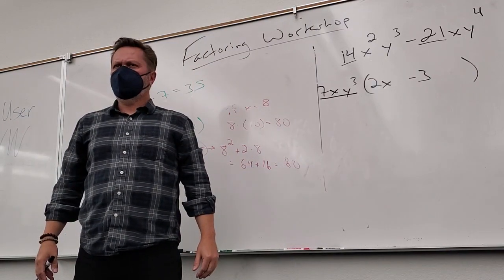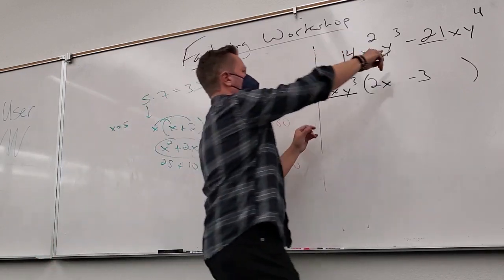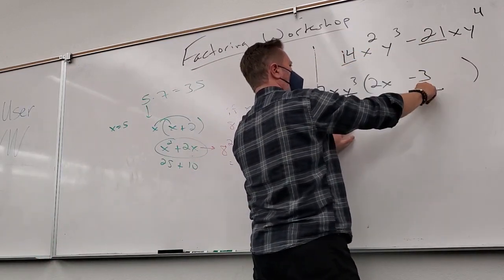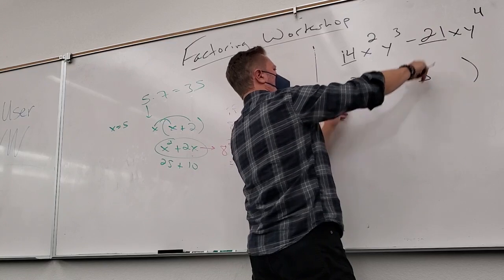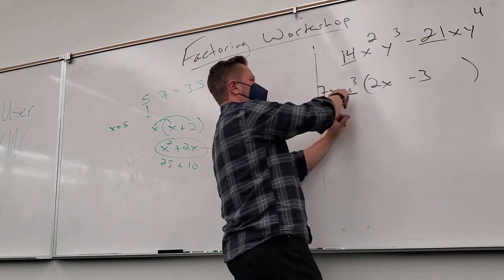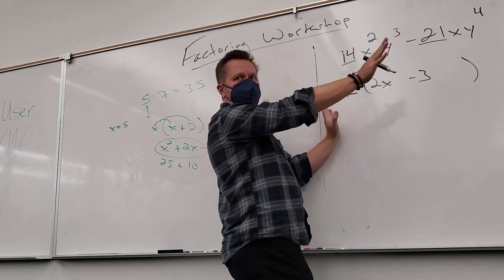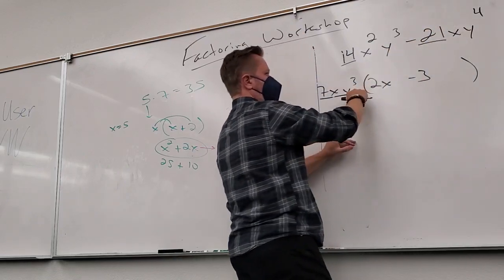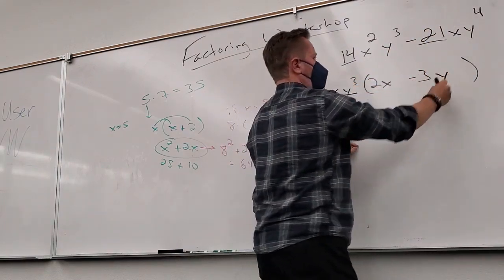Okay, maybe. Now do the same thing here. 7 goes into 21, 3, put the minus sign. I had an x, I took 1 out, so it's no x's. I had 4 y's, I took 3. There's 1 y.